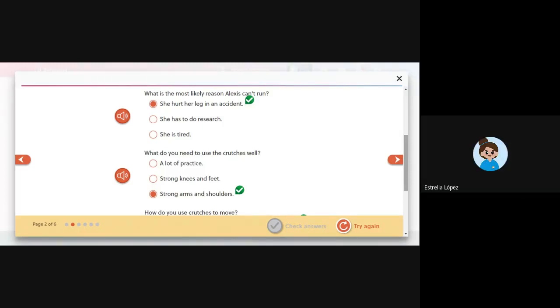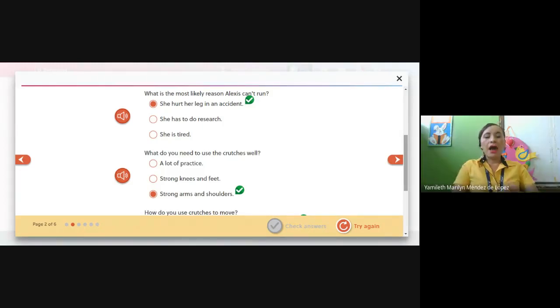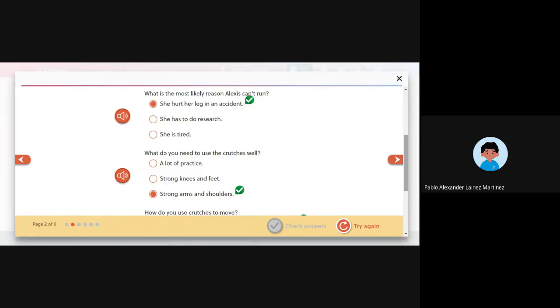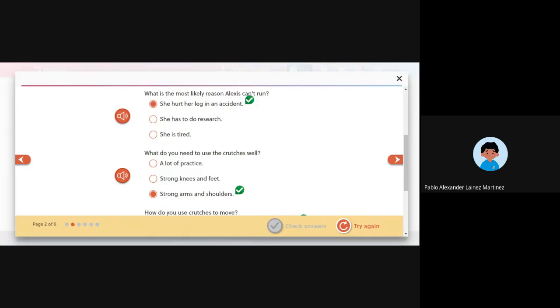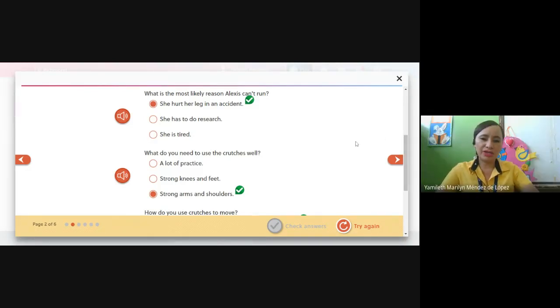Okay, you have to pay attention and follow the instructions too. Then you have to complete these activities in your platform. Okay, let's practice the questions and answers.